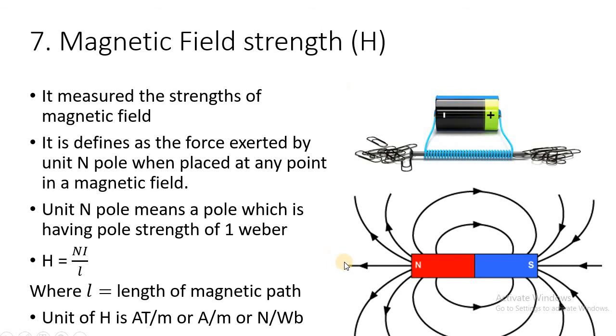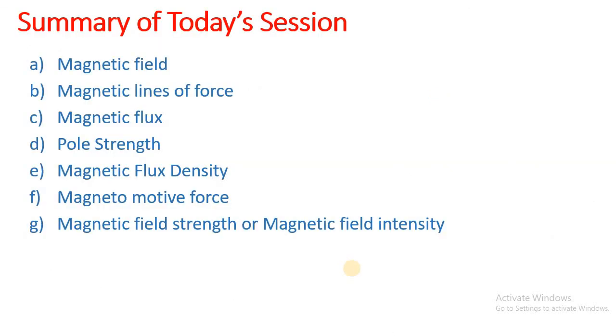Okay, so these 7 terms are very important in the magnetic domain. Hereafter, in all numerical examples we are going to use all these 7 terms. The 7 terms we have seen till now are: magnetic field, magnetic lines of force, magnetic flux, pole strength, magnetic flux density, magnetomotive force, and magnetic field strength. Magnetic field strength is also called the magnetic field intensity.